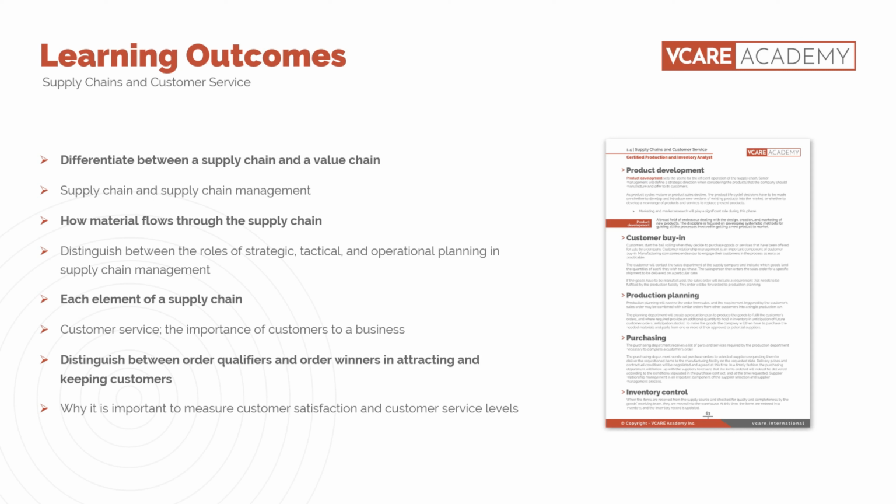The learning outcomes for this section: differentiate between a supply chain and what we call a value chain; understand supply chain and supply chain management, and how material flows through the supply chain. We need to distinguish between the roles of strategy, tactic, and operational planning in the supply chain, each element of the supply chain, customer service, and the importance of customers to the business. We need to distinguish between order qualifiers and order winners in attracting and keeping those customers, and why it's important to measure customer satisfaction and customer service levels.